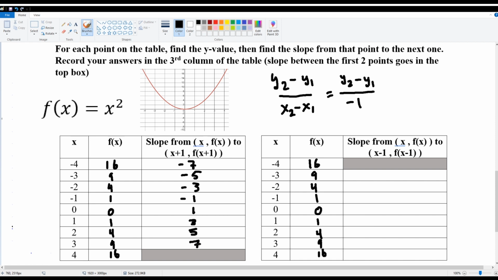We actually can't technically get the slope of the next point because we don't have the next value on our table. We could reasonably figure out what it is, but I don't think it matters. We probably have enough points here to get the pattern going.